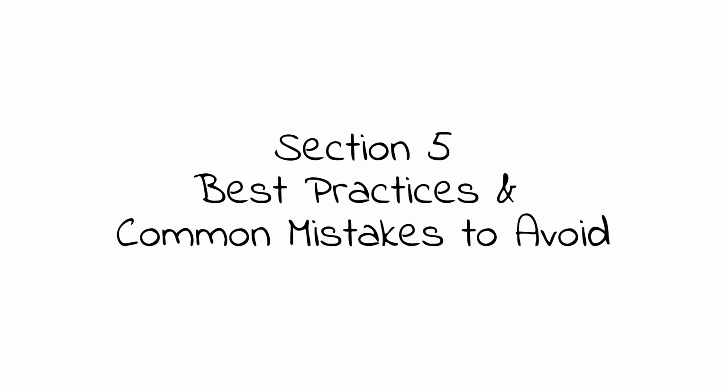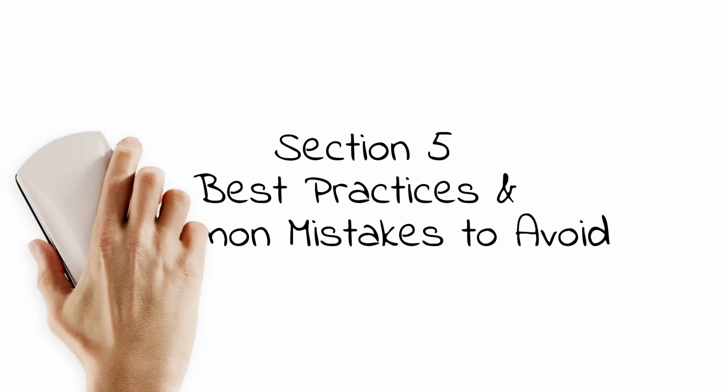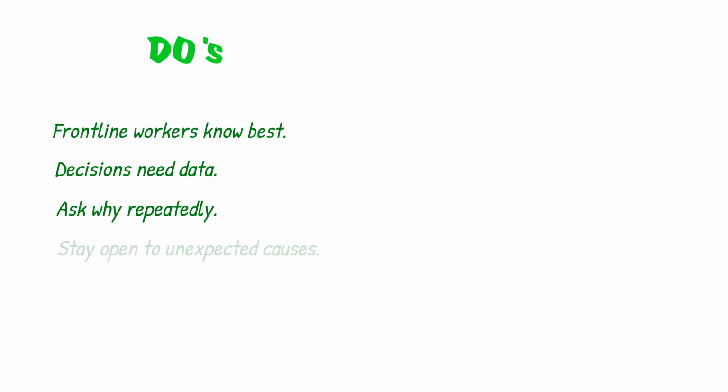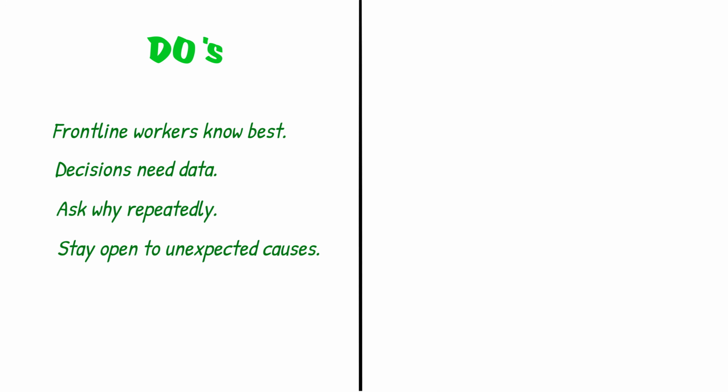Section 5. Best practices and common mistakes to avoid. Do's. Involve the people closest to the work. They often know more than managers. Use data to back up conclusions. Keep asking why until you can't go any further. Be open-minded. Sometimes the cause isn't where you expect.